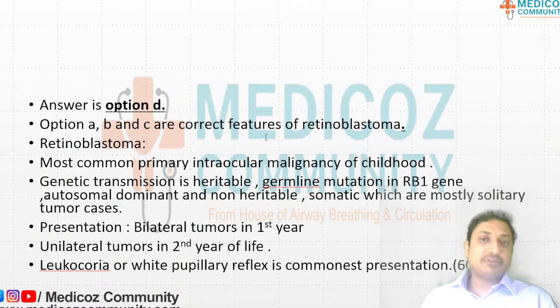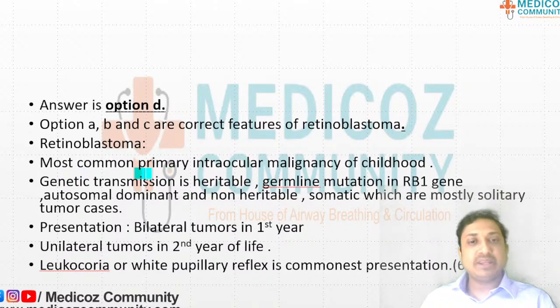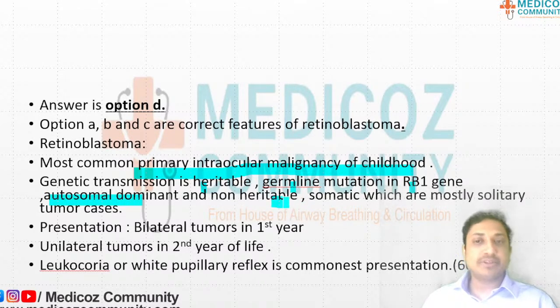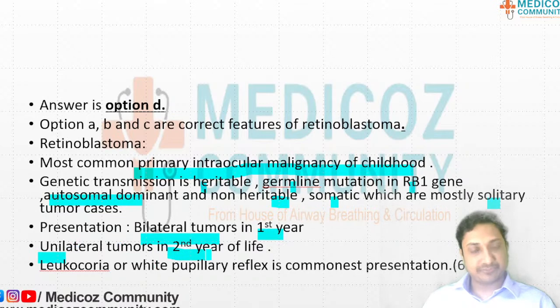So some things that we must see about retinoblastoma. Let us discuss some things about retinoblastoma. It is the most common primary intraocular malignancy of childhood. The genetic transmission, as we have already seen in the options, is heritable. It is germline, RB1 gene, autosomal dominant. Sometimes non-heritable somatic, but these are mostly solitary cases. The presentation is bilateral tumors in the first year and unilateral tumors in the second year of life.